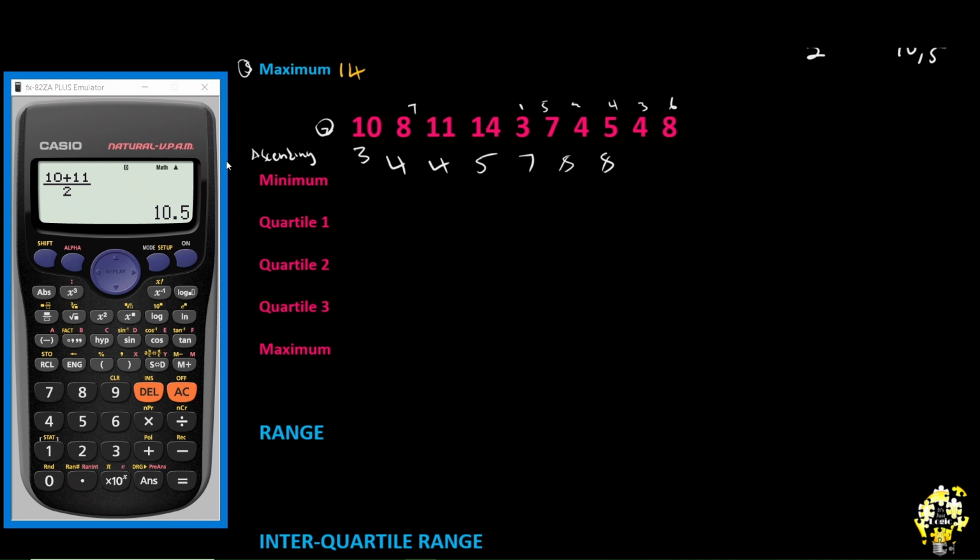And then what else do I have? I have a 10. And then I have an 11. What else? I have a 14, which will be my number 10. Am I correct? Have I arranged accurately and correctly? Let's see. 1, 2, 3, 4, 5, 6, 7, 8, 9, 10. My arranged data also has to be 10. 1, 2, 3, 4, 5, 6, 7, 8, 9, 10.